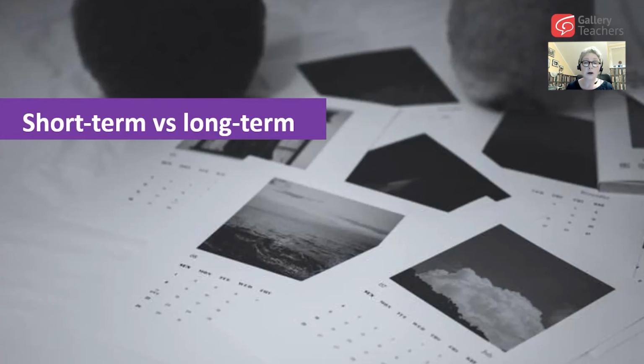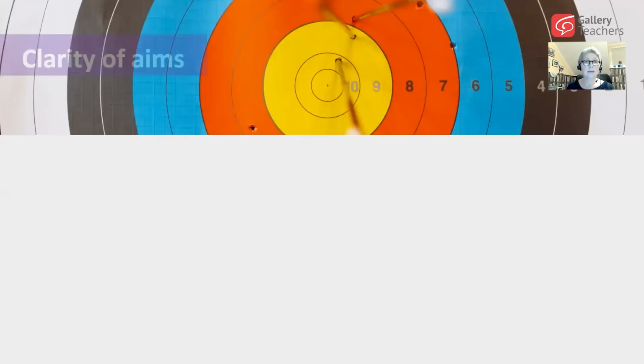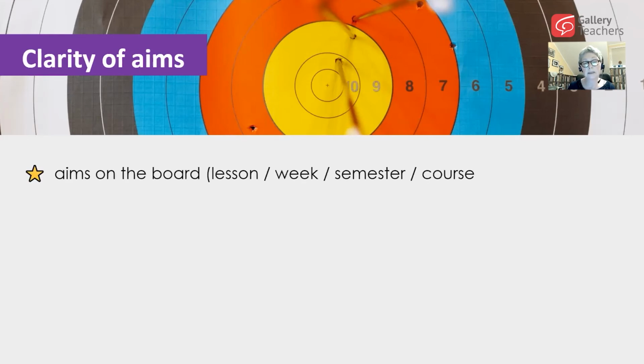Having a long-term goal may give more importance to the students' and teachers' short-term goals, and it may also allow students to focus on what really motivates them in learning English. But of course, aims need to be shared with students and discussed with them. And one of the ways of doing it will be putting lesson objectives on the board at the beginning of the lesson, or putting the objectives for the week on a notice board, or objectives for the semester or for the whole course.